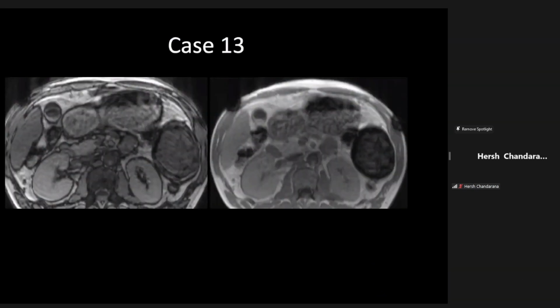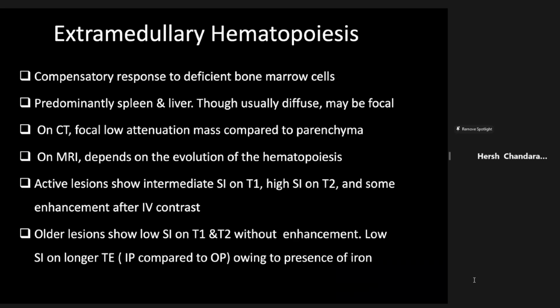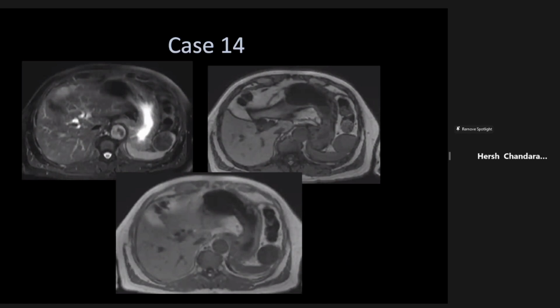Okay. But this will take us also to pathologies containing iron or hemosiderin, which again can be characterized by lower signal intensity on the longer echo time. This is in phase, this is out of phase. You see a well circumscribed mass in the spleen with lower signal intensity on in phase compared to out of phase. This is in the setting of sickle cell or hemolytic anemia, which can cause extramedullary hematopoiesis, like what we see in this case here.